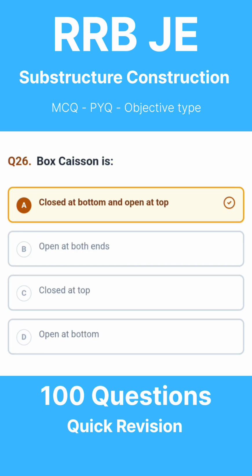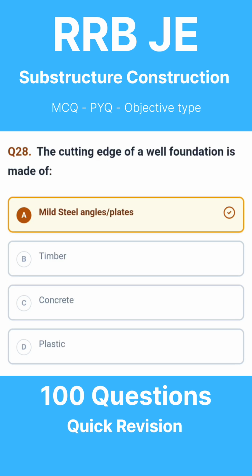Question 26. Box caisson is. The correct answer is closed at bottom and open at top. Question 27. Box caissons are cast. The correct answer is on land and floated to site. Question 28. The cutting edge of a well foundation is made of. The correct answer is mild steel angles/plates.